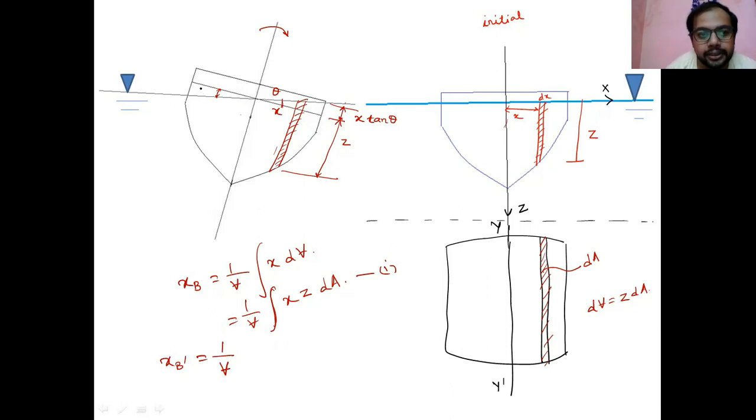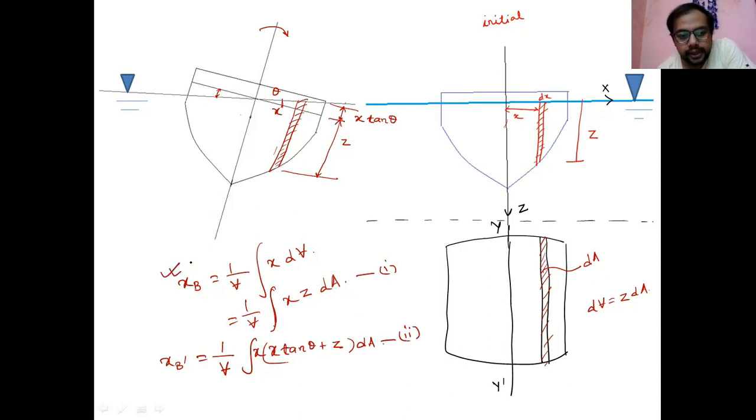Because you see this portion, the same volume is coming out, same volume is coming in. But here, the strip height is changing. Now the new strip height becomes x tan theta plus z. That is the new volume. And this volume is at the same x-axis. X into distance. Distance is the same x, but strip height is changing. So that is the new position. That is equation number 2.